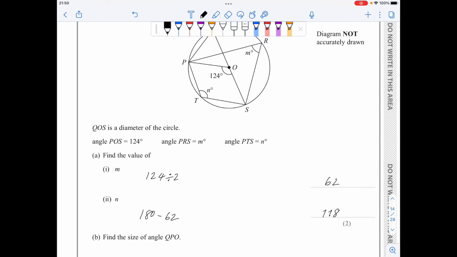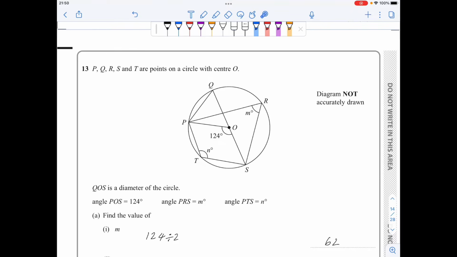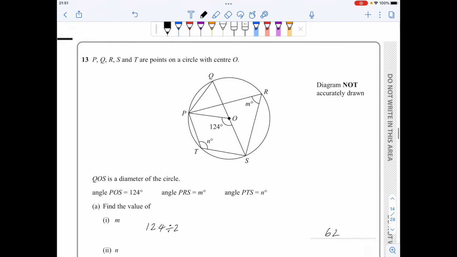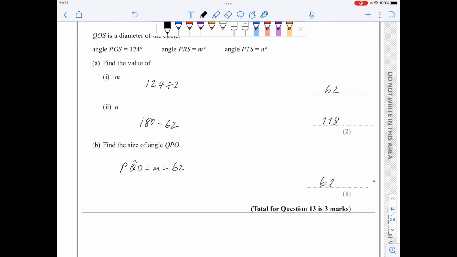And then to find angle QPO, which is this angle here, I will first find PQO, which is this angle. Now this angle is equal to M. These are angles in the same segment. So PQO is equal to M, which is 62. And then note that this triangle here is isosceles because both of these are radii. So this is 62, so this is also 62, and that's my final answer.